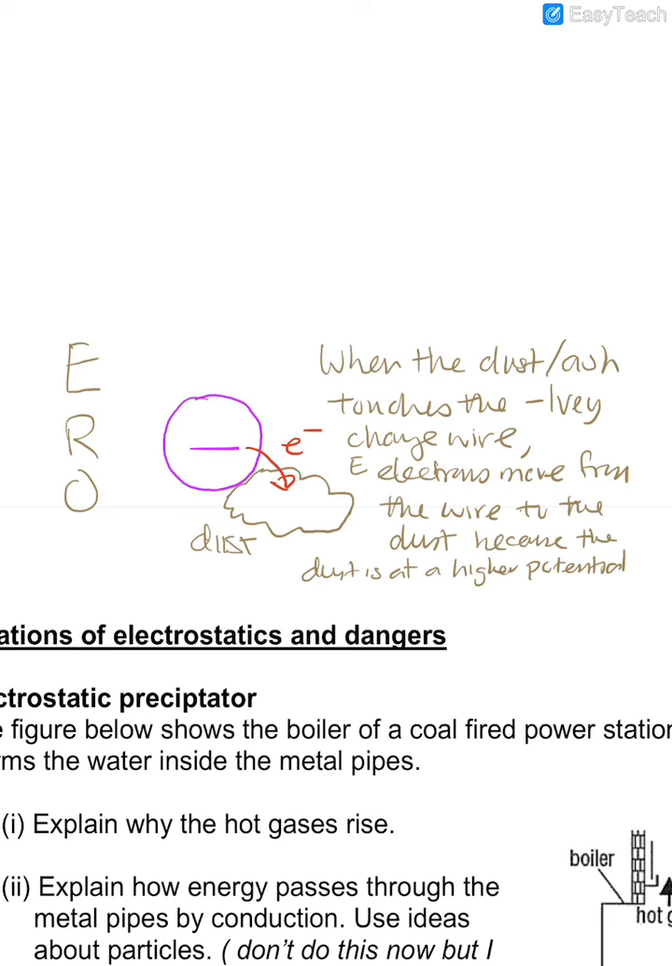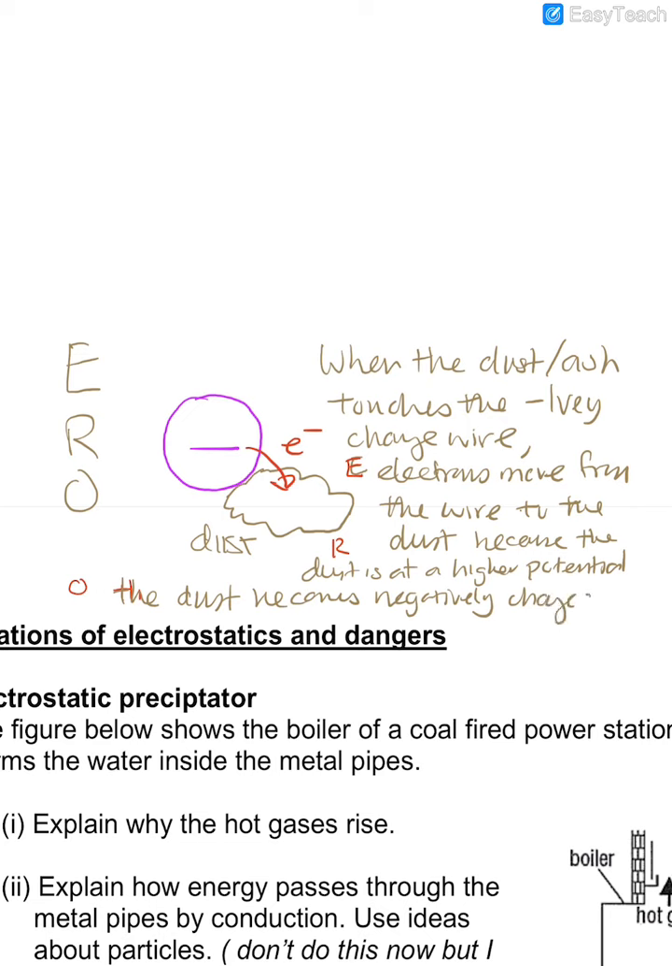So when you explain, you have already explained the E, electrons moving. Then you have already said R, the reason why they move, because the dust has a higher potential. And now don't forget the O. The O is, as a result, the dust becomes negatively charged. When you follow my format of answering, you will surely not miss out anything. You miss out things not because you don't know, but because you didn't know you had to write it.